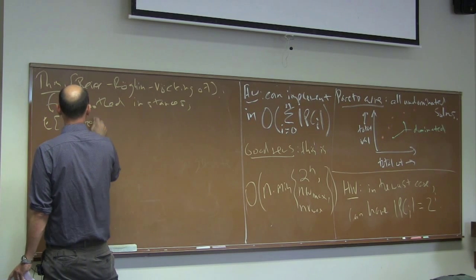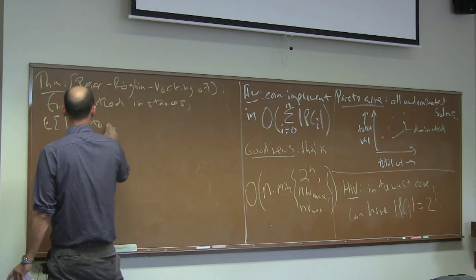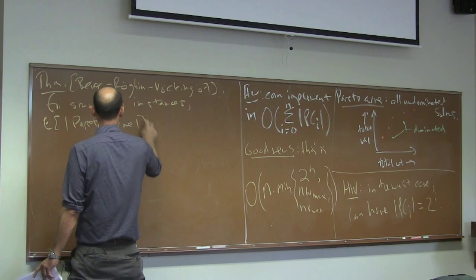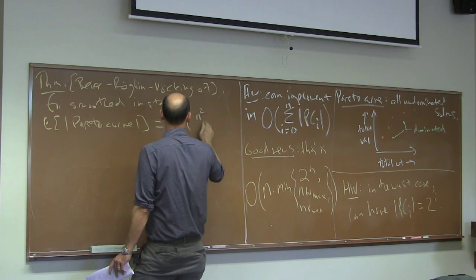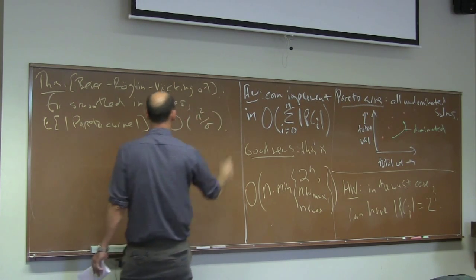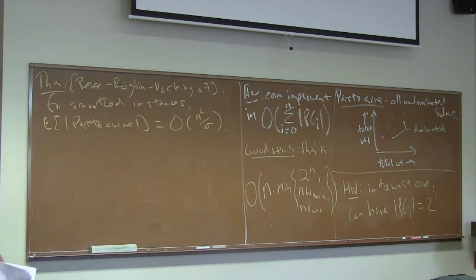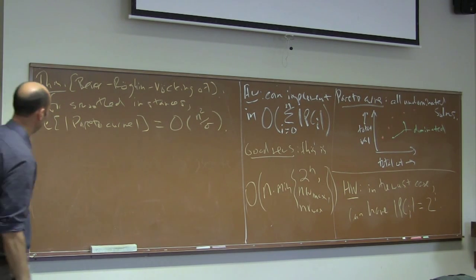the expected size, so again, in the worst case, the Pareto curve can have exponential size, but the expected size is only quadratic in n. Okay? That's what we're going to prove. Sigma, as usual, is some measure of the size of the perturbation. And again, we are expecting some dependence on 1 over sigma, because we know in the worst case, these things are exponential. Okay?